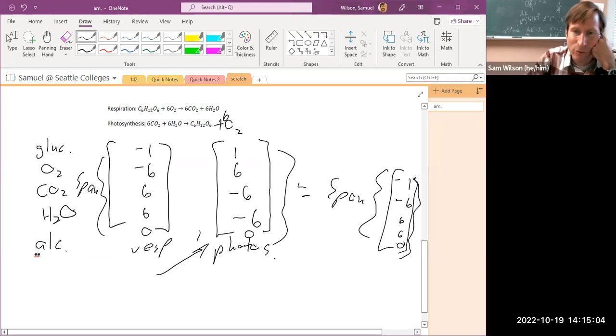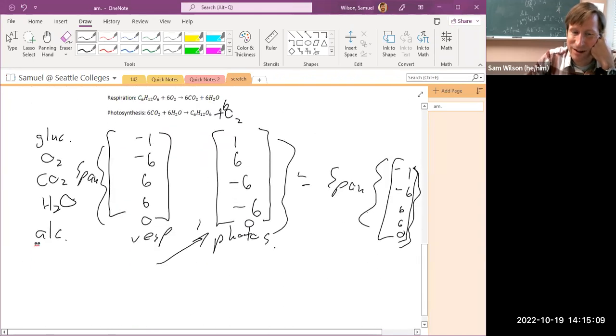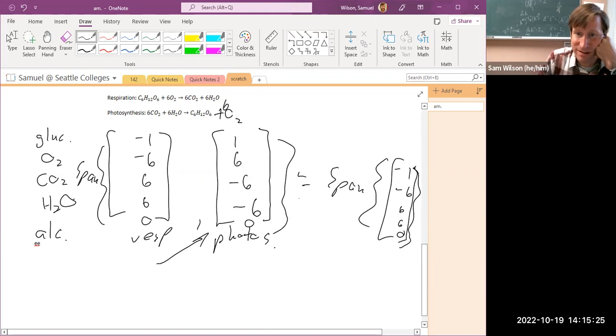So we could compare these two spans and have a good handle on how the collection of actual moves we can make, given these two sets of reactions, is very different, right? In this example, this span is just a line instead of a whole plane. So we get a very different kind of collection from these two reactions than we do from respiration and fermentation.